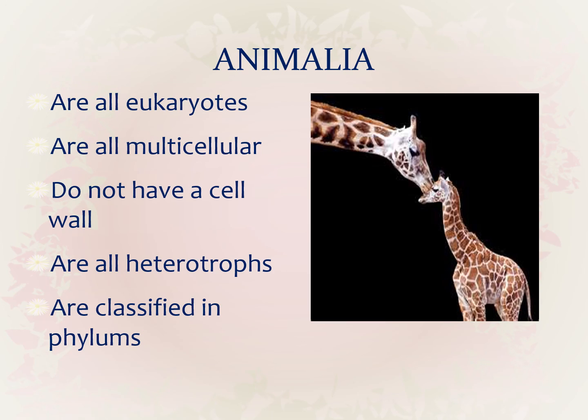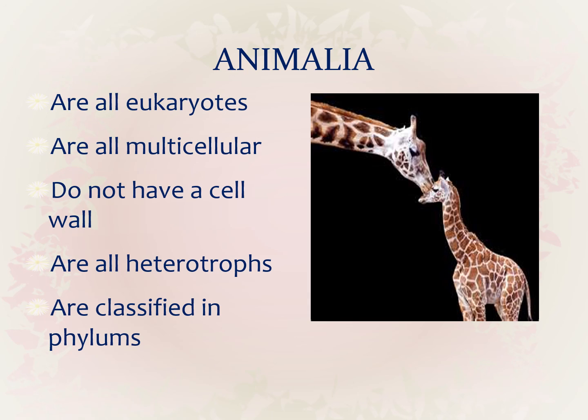And last but not least are the animals. Now animals are all eukaryotes, which means we have a nucleus around our DNA. We're all multicellular. We do not have a cell wall. We're all heterotrophs. And like I said before, we're going to be classified into phylums.